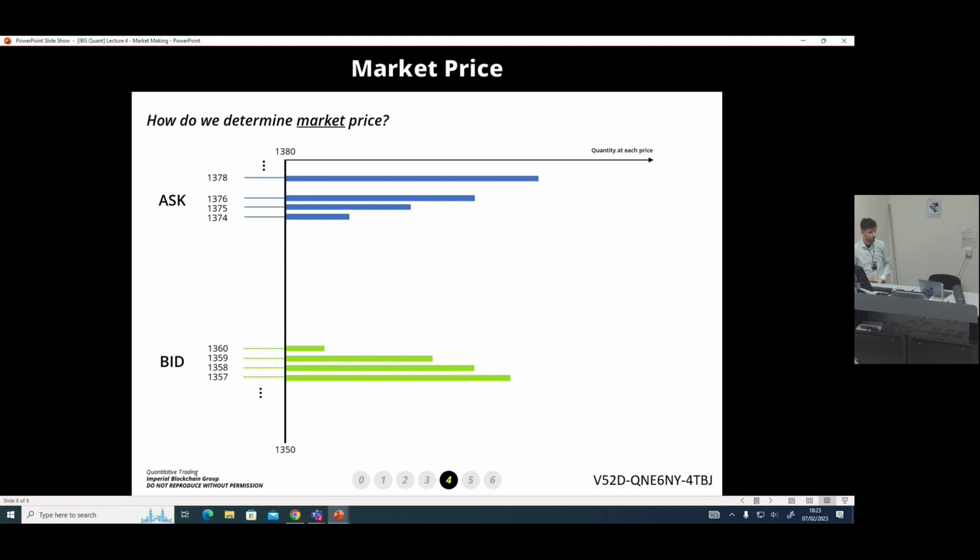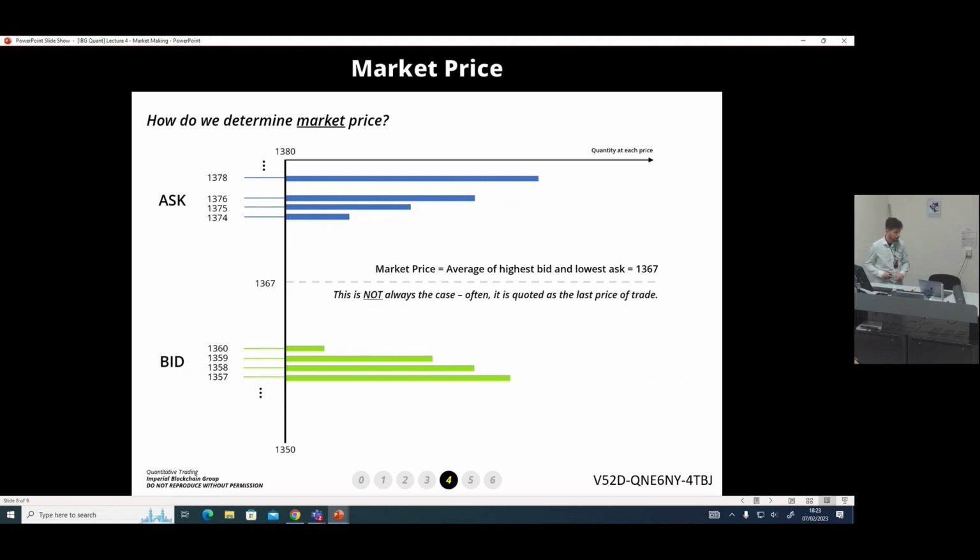How do we then determine the market price? Well, there are two ways that you might see. Sometimes you'll see the market price being put right in the middle of the highest bid and the lowest ask. In this case, as I mentioned, 3067, in the middle of the bid-ask spread. This isn't always the case. Some of you who might have been on exchanges, or used different types of exchanges, sometimes it's quoted as the last price of the trade. So just be aware of what you're being quoted as the market price.